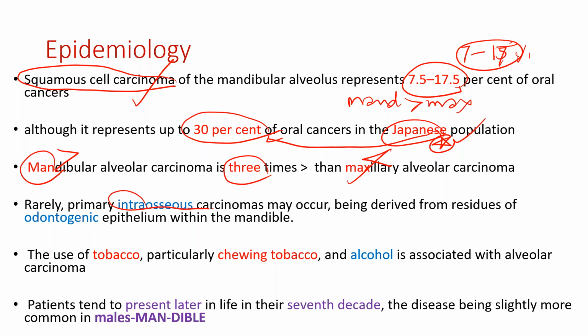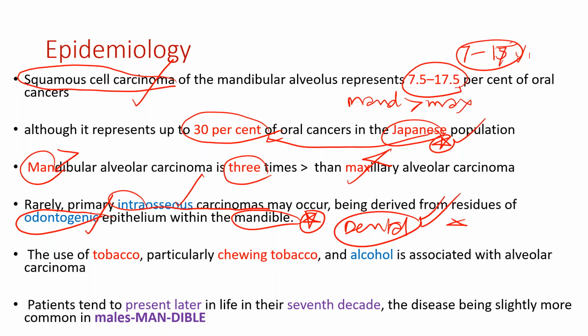Sometimes intraosseous carcinoma, that is the tumors of the bone, also occur in the odontogenic epithelium, that is the dental tissues within the mandible. That is one problem here. So dental tissues also can cause some cancers, like ameloblastoma, etc. I'm not going into details of that. So that is also there in this particular mandible. Tobacco, chewing tobacco and alcohol are considered to be a part of this.